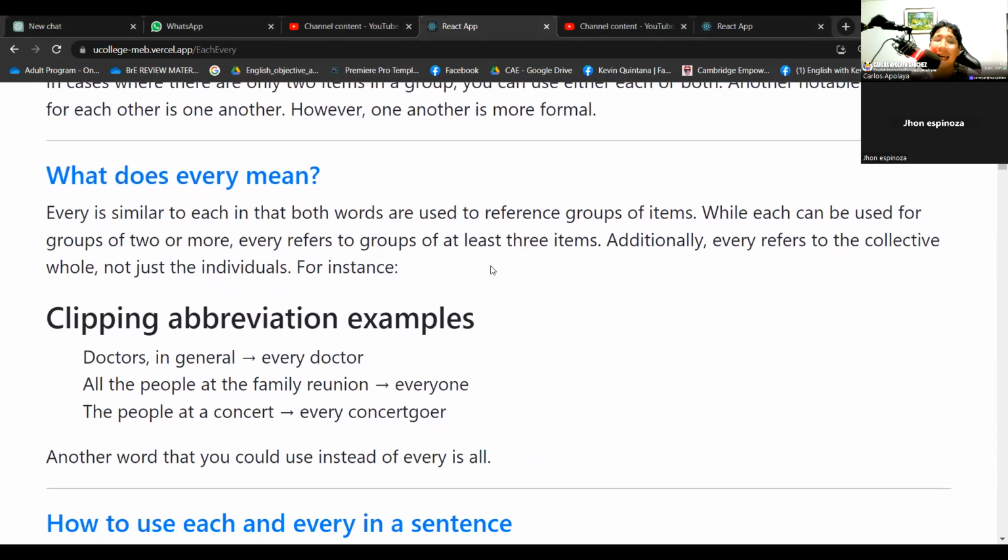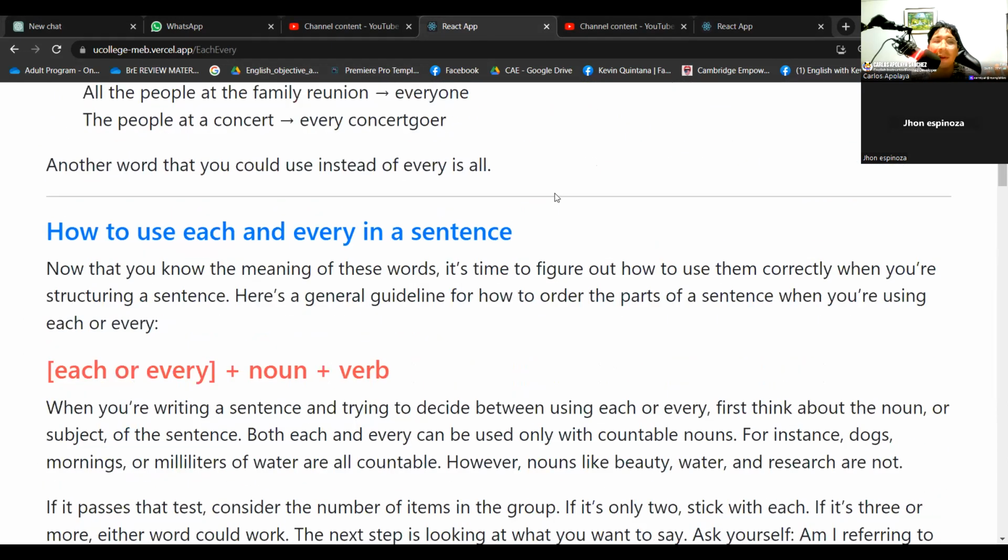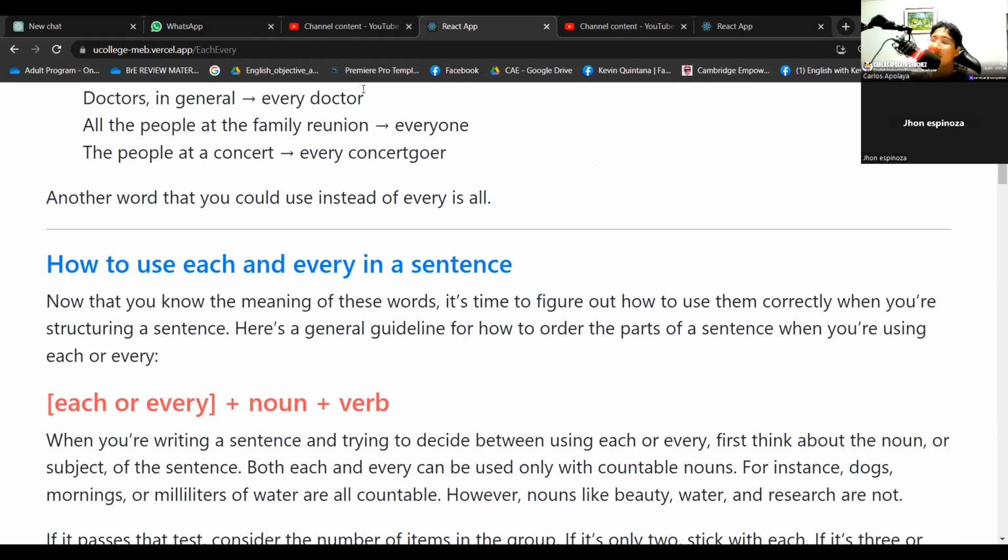What does every mean? Every is similar to each. Both words are used to reference a group of items, while each can be used for a group of 2 or more. Every refers to groups of at least 3 items. Additionally, it refers to the collective whole. For example, you say doctors in general, every doctor, because it refers to all of the doctors in the world. You see? All the people, everyone, the people at the concert, every concertgoer. Did you understand? Yes.